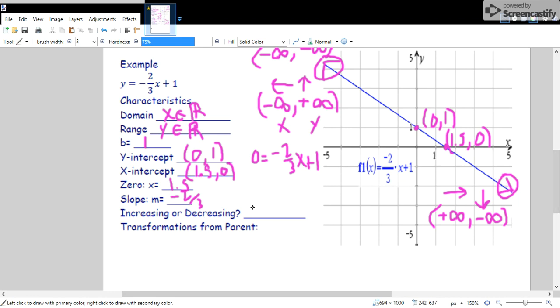Okay, is this slope increasing or decreasing? Well, the slope is negative, so it would be decreasing, because negative slopes are always decreasing. Okay, transformations from the parent. Well, we have a negative sign. It's on the outside, so that means it's reflected across the x-axis.